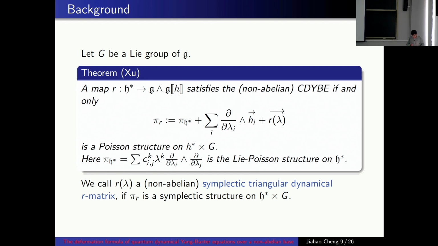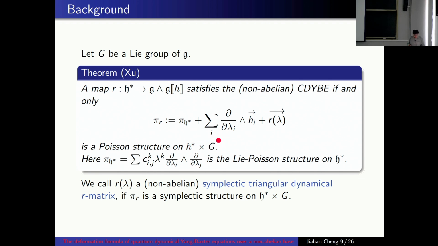We recall some results. Here we take G to be a Lie group with Lie algebra g, and we just mentioned the classical dynamical R matrix, which looks like this. Suppose that you have a map that looks like this, and then you can define a two-vector field. It contains three components, on H star times G. Here H is the Lie algebra, not H bar.